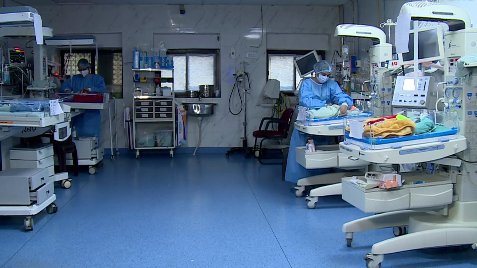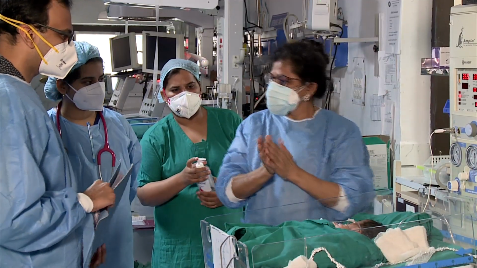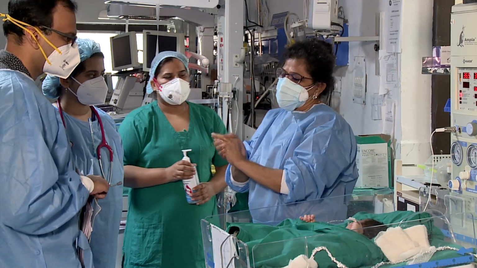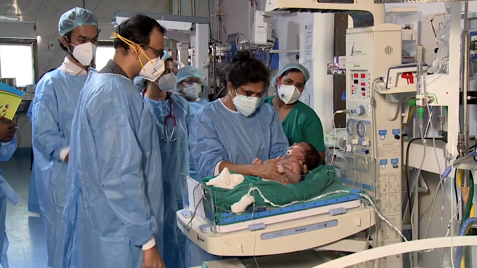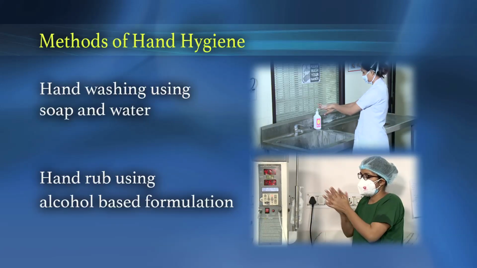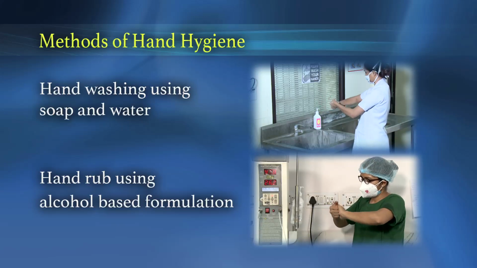Neonatal sepsis is one of the major causes of neonatal death. Hand hygiene is the simplest method to prevent and control the spread of infection in SNCU. In this video, we shall learn about hand hygiene. Hand hygiene can be achieved through hand washing using soap and water and hand rub using alcohol-based formulation.